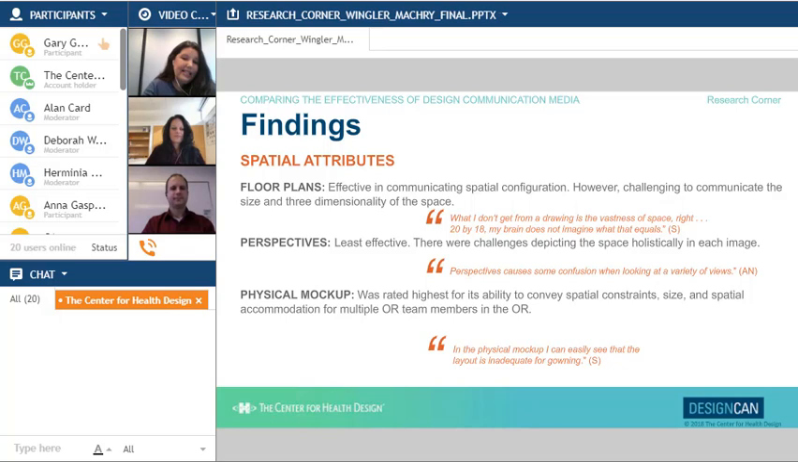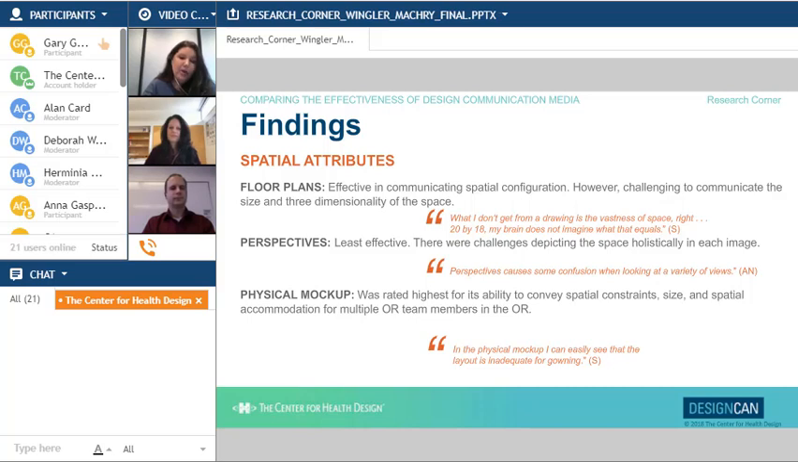But then perspectives were the least effective because people had challenges understanding the space holistically, since they looked at various images of the space. They had a hard time putting those images together, basically. They looked at a variety of views that made it kind of confusing.